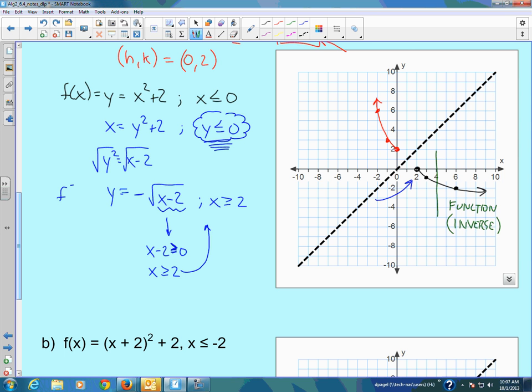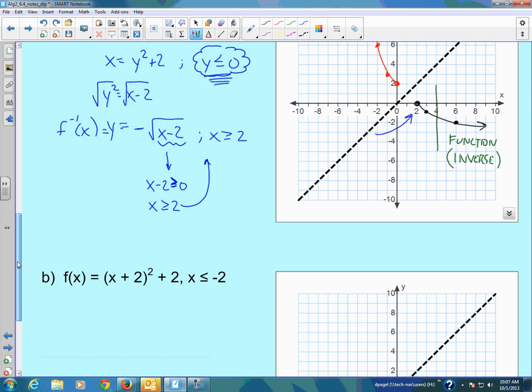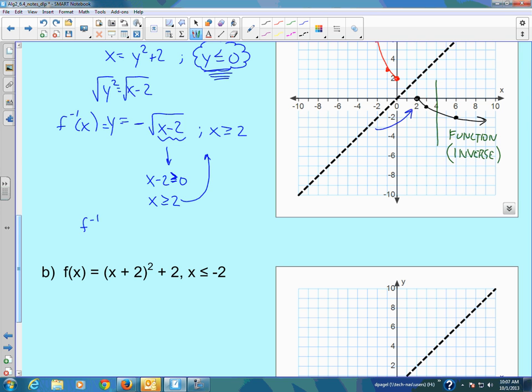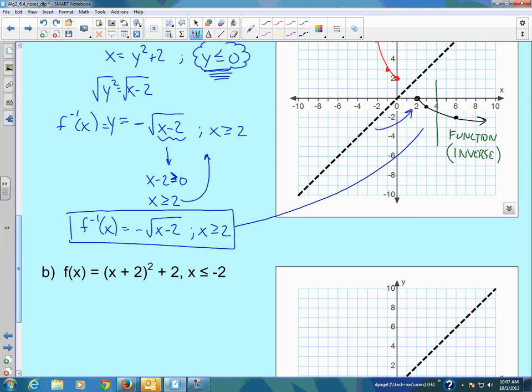So the inverse of x is going to be equal to the negative square root of x minus 2, with an x greater than or equal to 2 domain restriction. So my final answer, if I'm writing my inverse function, is negative square root of x minus 2 with the restriction of x greater than or equal to 2. That's just stating what my graph looks like. And again, if I look over here, that graph matches that description.